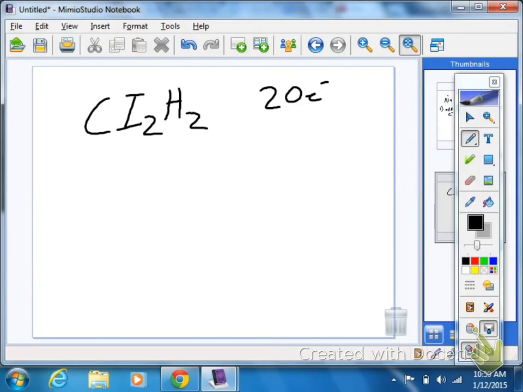You're not going to end up with an odd number. So when you do these, you're not going to end up with odd numbers. They're always going to be paired up. So electrons are always paired up, whether they're shared pairs or unshared pairs.